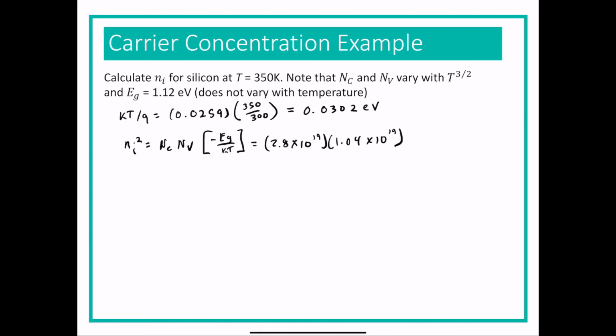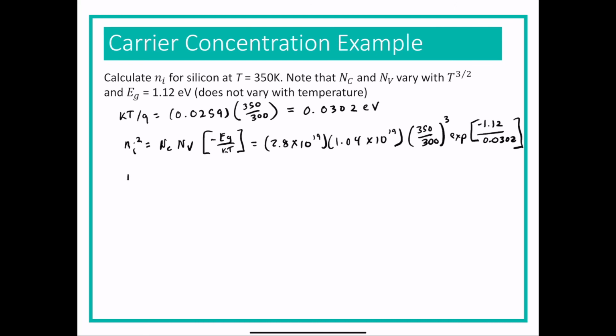And when I do that, they each vary by T over 2. So in other words, they vary by T over 3/2. So if I put 350 over 300 to the 3/2 twice, that's just like putting it cubed once, because to the 3/2 times to the 3/2 is just going to be cubed. So I'm just going to leave it cubed. And then we take the exponential of the band gap energy, minus 1.12, over the temperature, which is 0.302.